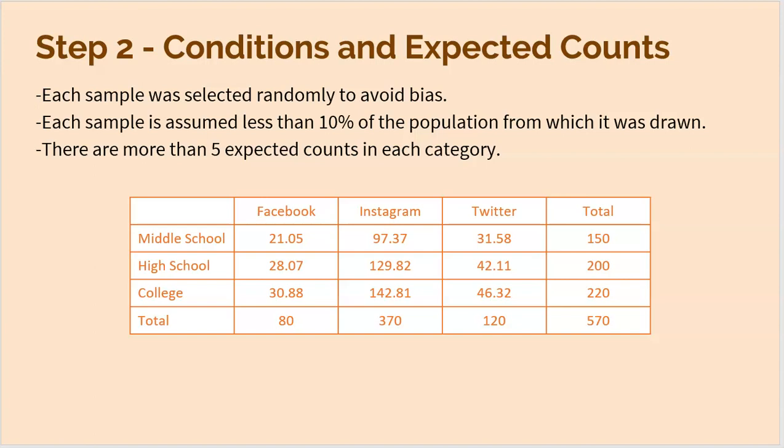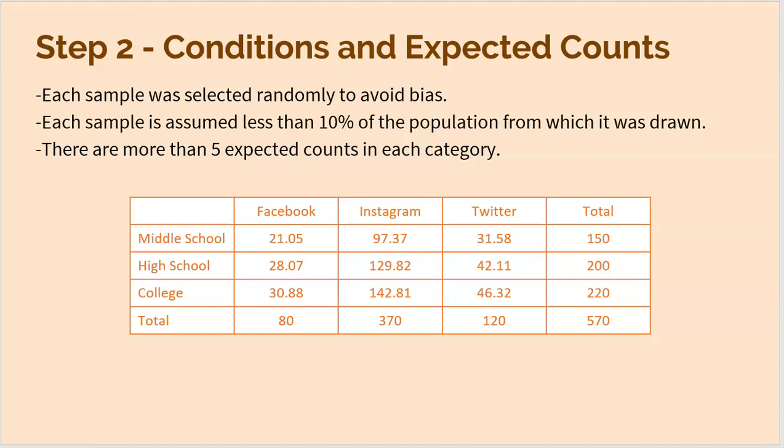So each sample was selected randomly to avoid bias. Each sample is assumed to be less than 10% of the population from which it was drawn. I assume that 150 middle schoolers is less than 10% of all middle schoolers. Even if we're looking at one particular school district here, one particular city maybe, these numbers should all be under 10% of the population, unless it's some real small town, obviously. And then again, we have to get the expecteds first before we can actually officially check that 3rd condition.